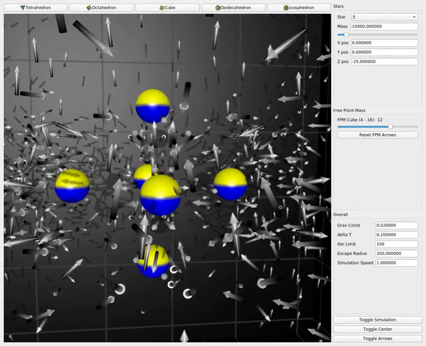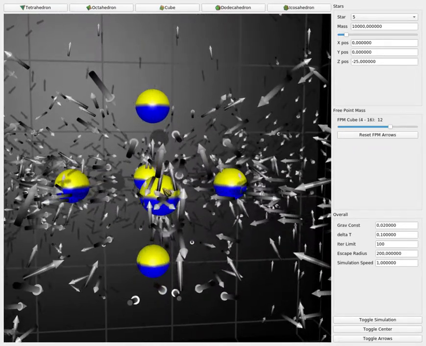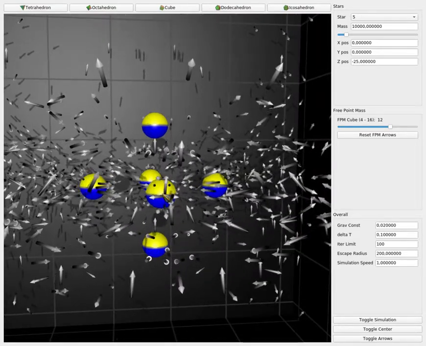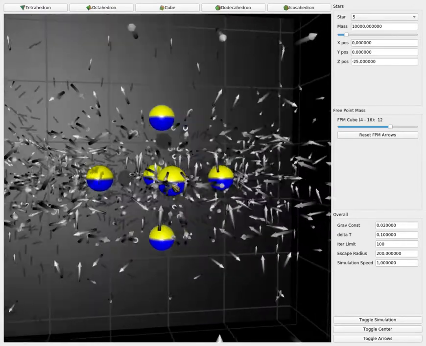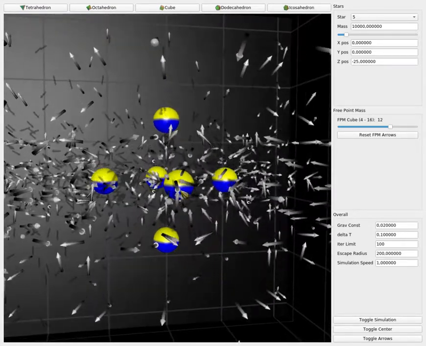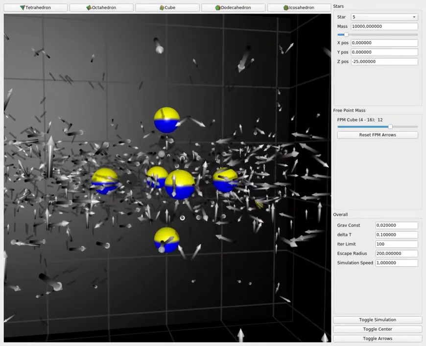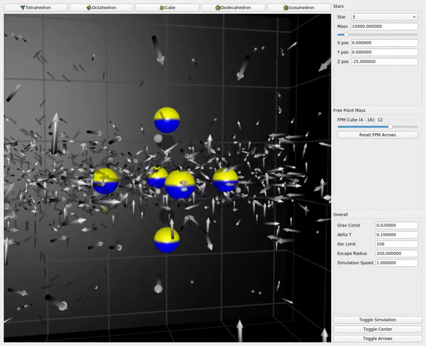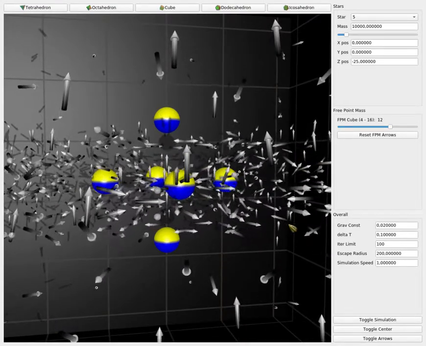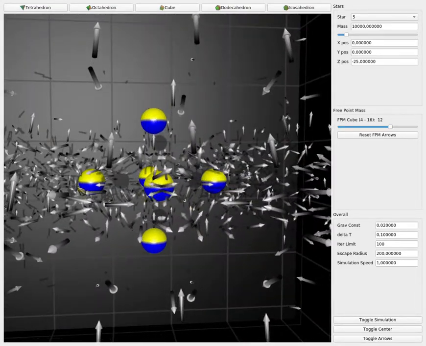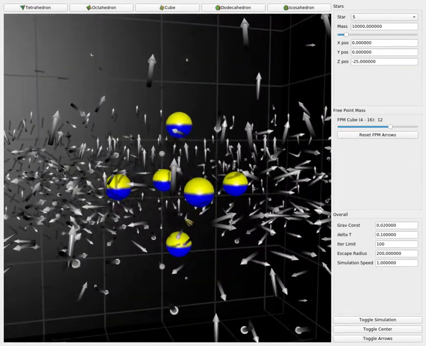Now, one violation of physics here is that these stars are fixed point. Because I'm generating a fractal, I don't want the stars themselves to move. I want the free point masses to move. All these arrows you see all over the place, those are what I want to move. The stars themselves are fixed point.